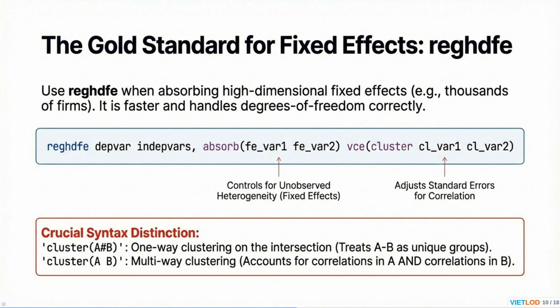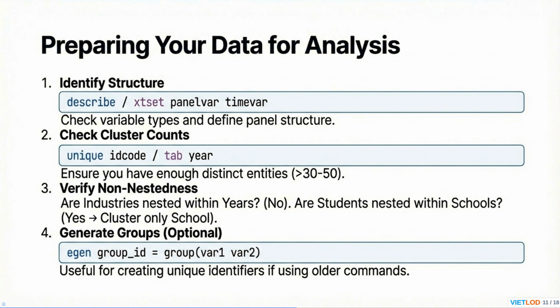A vital distinction in syntax is that cluster A B with a space indicates multi-way clustering, accounting for correlations within A and within B. In contrast, cluster A#B specifies one-way clustering on the unique interaction of A and B, treating each A-B pair as a single cluster, which is often a much stronger assumption.